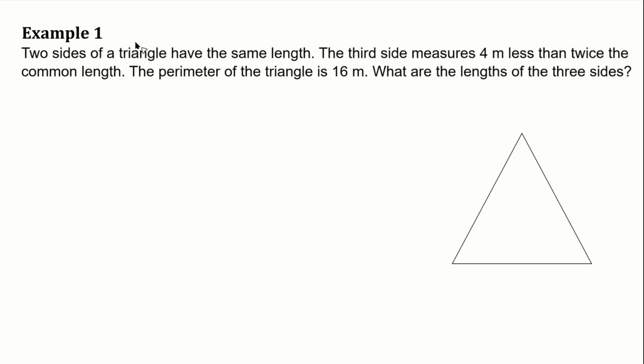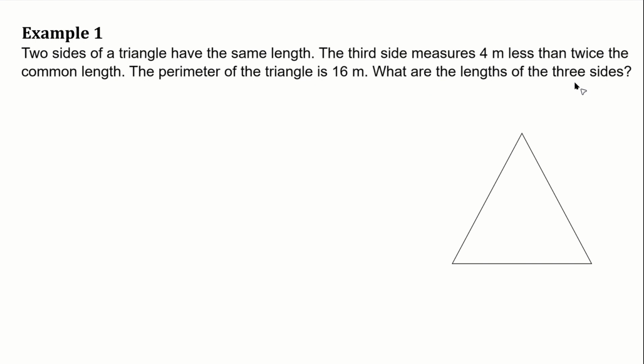All right, so in this example, we have two sides of a triangle that have the same length. We know from geometry, another way of saying that is that we're dealing with an isosceles triangle. The third side measures 4 meters less than twice the common length, meaning the length of the two sides that are the same. The perimeter of the triangle is given to be 16, and we know the perimeter is just the sum of the three sides of the triangle. Now we want to know the lengths of the three sides.